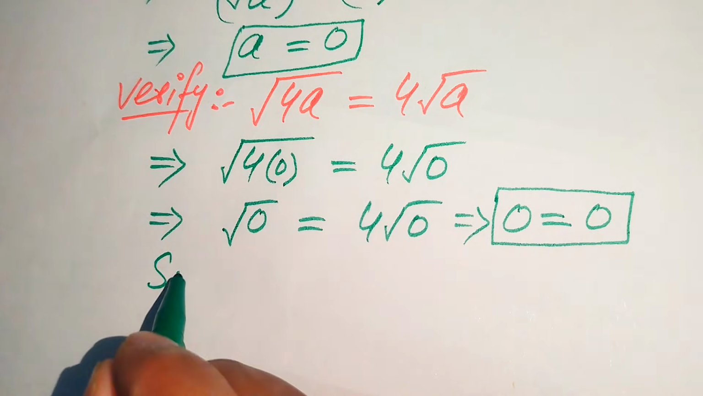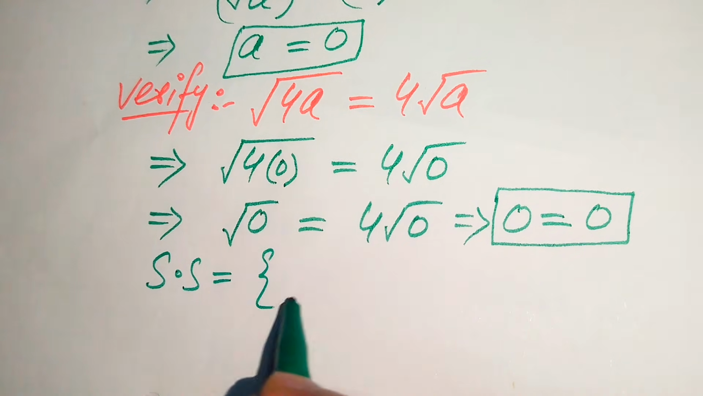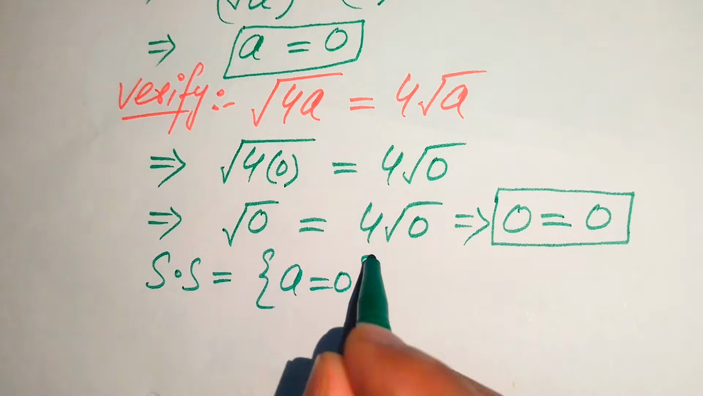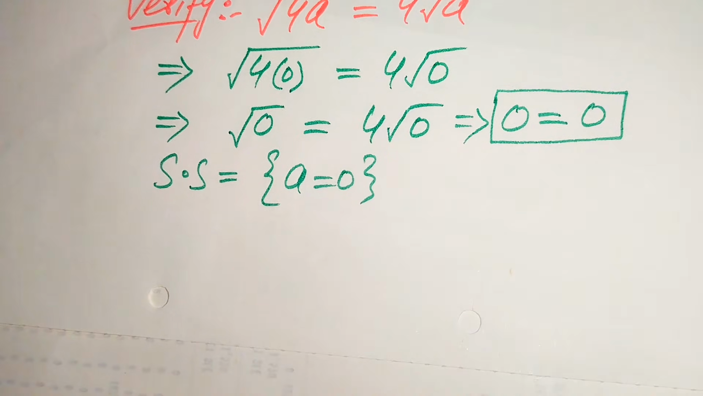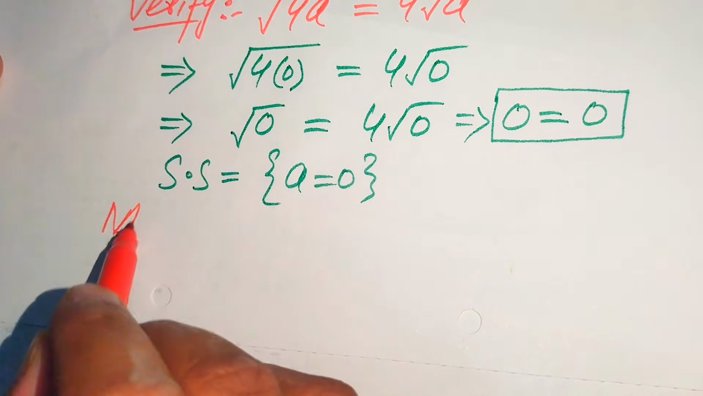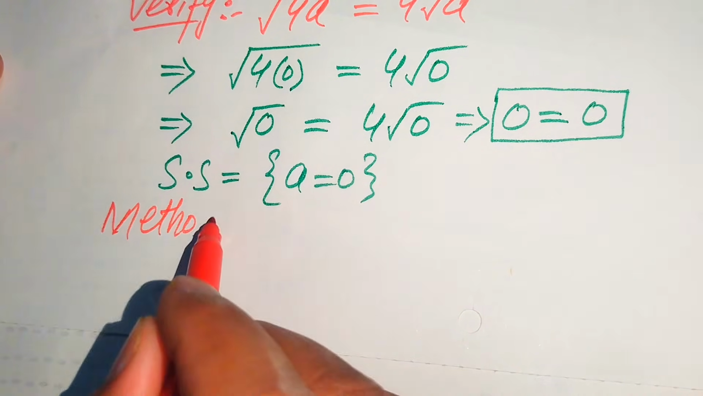So finally the solution set of this problem is a equals 0. In the first method we get only one root, or only one solution, of the given equation. This is the final answer from the first method. And now we solve this problem again by the second method.